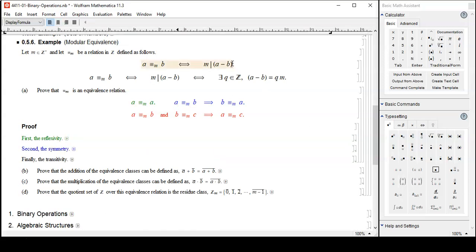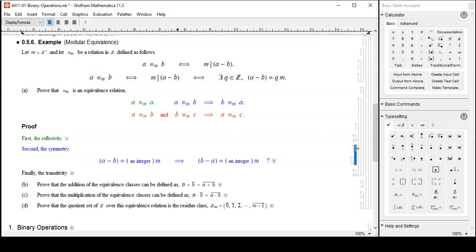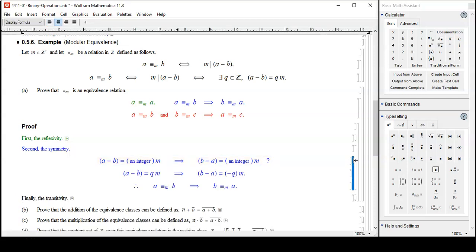Now the symmetry, how about that? a is related to b, which means a minus b is divisible by m, then b is equivalent to a, so b minus a is divisible by m. That's what you have to establish. a minus b is divisible by m, then b minus a is divisible by m. So if you have this integer, which integer will this be? That's the question. What do you have? Negative of that integer, of course. Starting with q, then we get negative q.